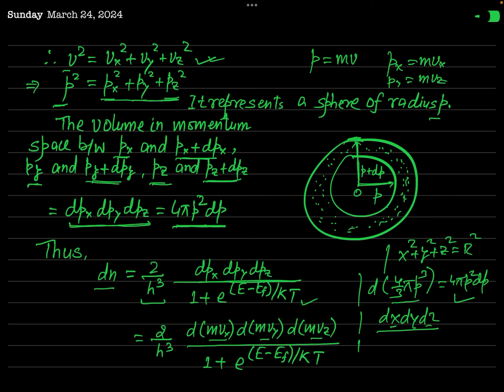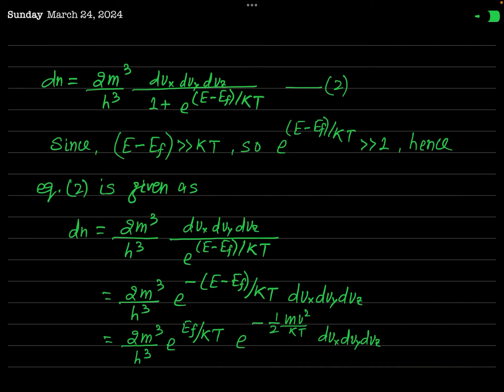But m is the mass of the electron, which is constant, so all these m will come outside of the differential operator, and that will be m cube. This equation will now become dn equal to 2m cube over h cube times dvx, dvy, dvz, over 1 plus e to the power (E minus EF) divided by kT. But actually it is found that at room temperature, this E minus EF is much greater than this kT.